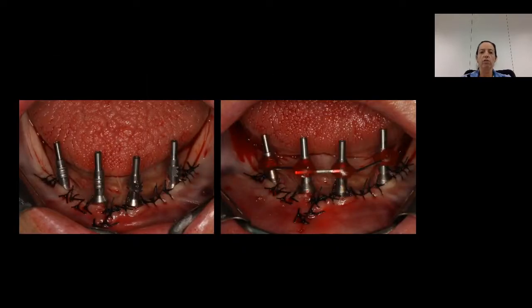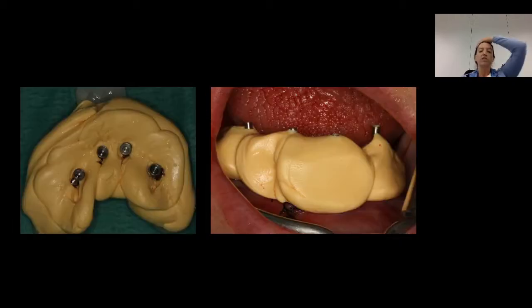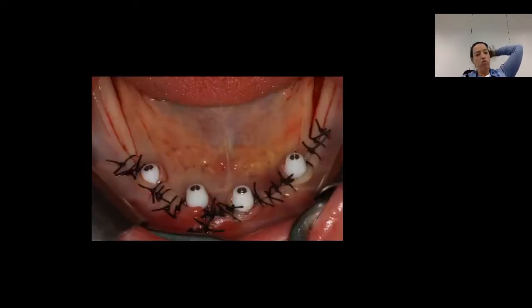After having connected all the abutments, we connect impression copings and do the impression with putty silicone. And at the end of the day, we'll deliver a fixed prosthesis to our patient.